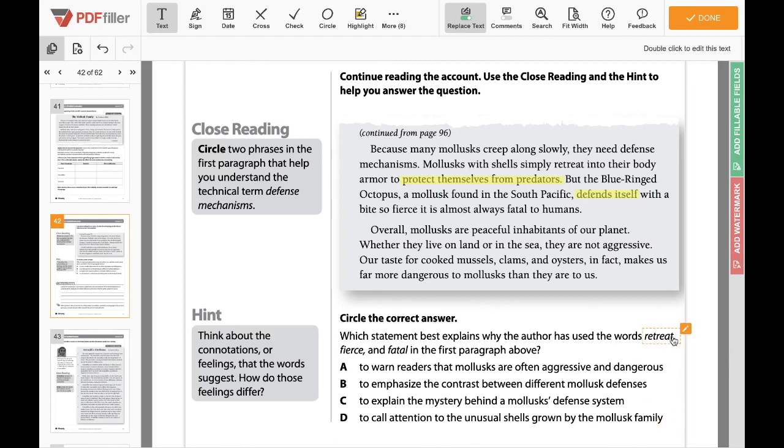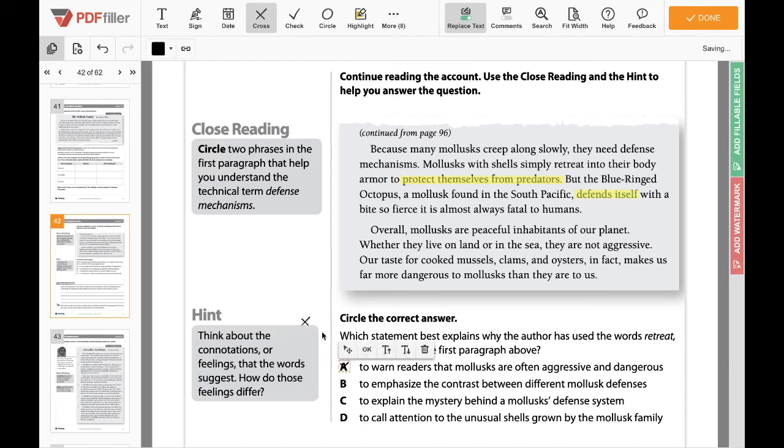So we can see that these words, I can see how they have more of a, it would seem almost as if they were negative in some ways, but I could see how it could be spun positively. So let's read our possible answers here. So it says, to warn the readers that mollusks are often aggressive and dangerous. Well, I think we know that we eliminate answers first. So we know that this one is not an answer.